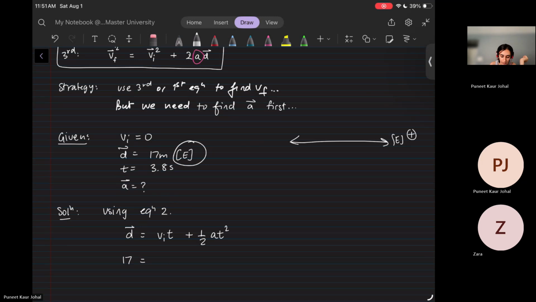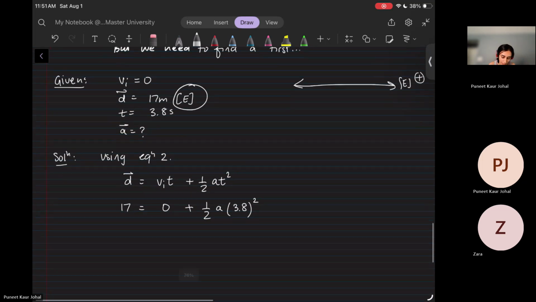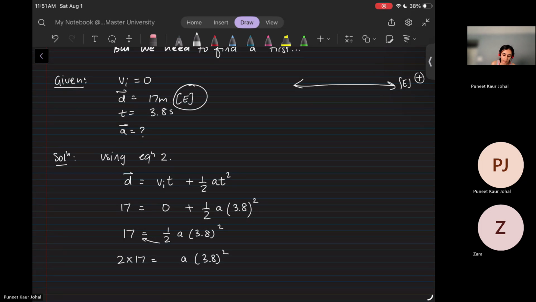Now, because velocity is 0, 0 times anything is just 0, so that's gone. And then you have half a and then t squared. Again, t doesn't really have any direction, so we don't really care. So it comes out that 17 is equal to half a and then 3.8 squared. And then you can rearrange, like you can multiply by 2 on both sides. So you get 2 times 17 is a times 3.8 squared.